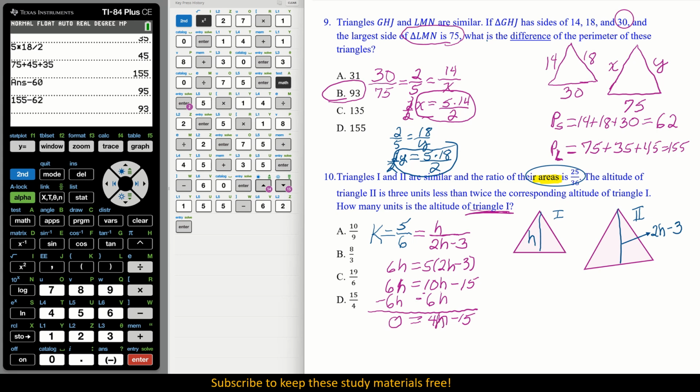Here, I'm trying to make it better and I'm making it worse. But this is okay, because we can just move the 15 to the other side of the equal sign and it becomes positive. So we really have 4H equals 15. Divide both sides by 4. This cancels. And that's what we put in the calculator, but we don't have to, because it's actually option D.